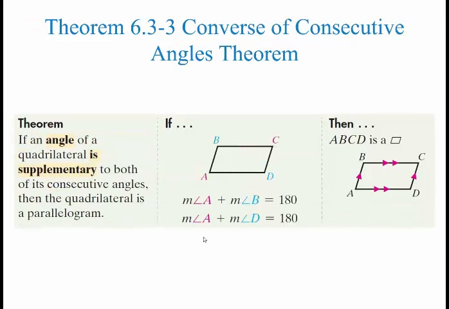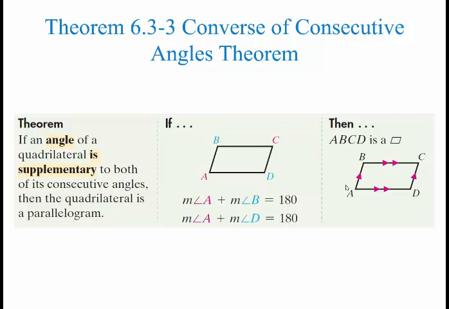Another one, so this is theorem 6.3-3, the converse of the consecutive angles theorem. So if an angle of a quadrilateral is supplementary to both its consecutive angles, then the quadrilateral is a parallelogram. So if you have angle A, now it has two consecutive angles. One is D and one is B here. If the measure of angle A plus the measure of angle B is equal to 180 degrees, and the measure of angle A plus the measure of angle D is also equal to 180 degrees, then this quadrilateral ABCD is a parallelogram.